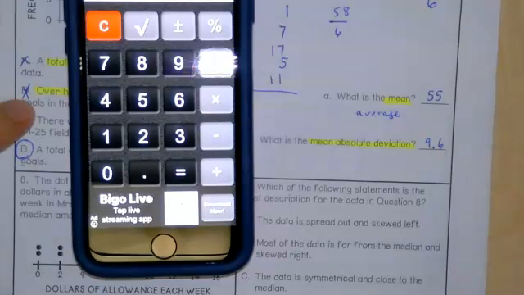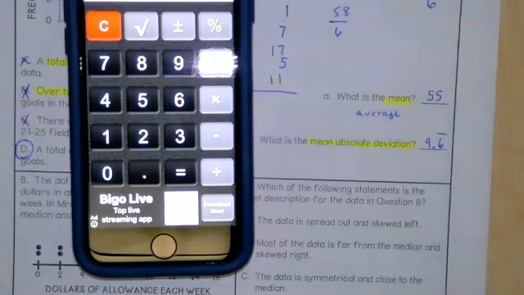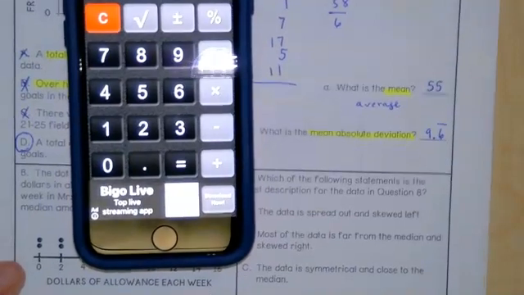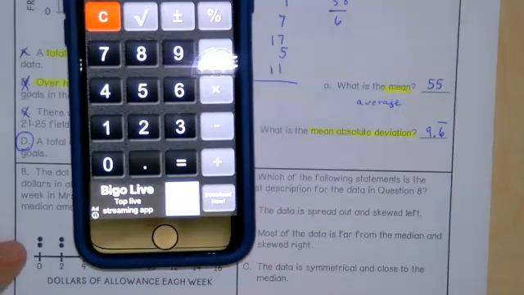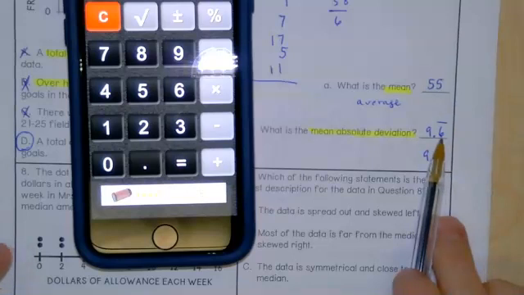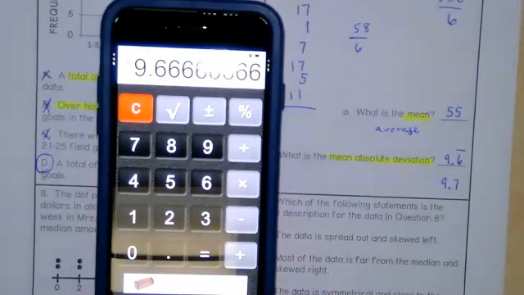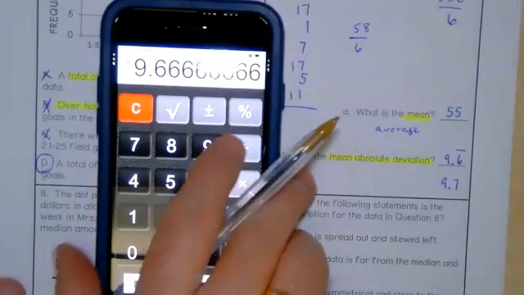What else do I have to do? Repeating. The 6 repeats. You also could do this, because 6 is going to round up to 7, 9.7. Either of those would be right. I got 9.6 repeating 7.